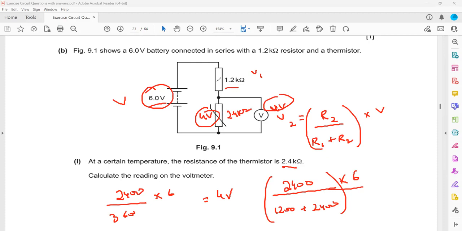And what about the voltage across 1.2? If the total is 6 and there are 4 volts here, the remaining 2 volts will be across 1.2 because the voltage divides between the components.